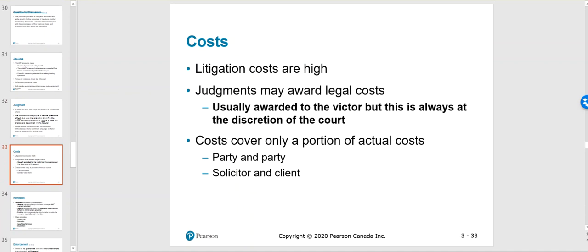Costs in litigation are usually high, and the judge will decide who will bear the litigation costs. Usually, not always, but usually, the losing party will bear the litigation costs. Usually.